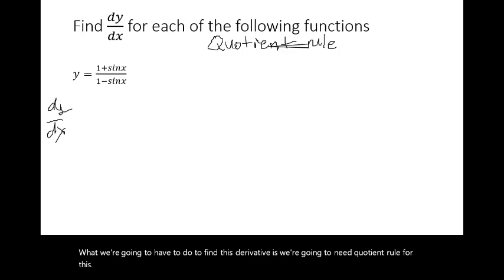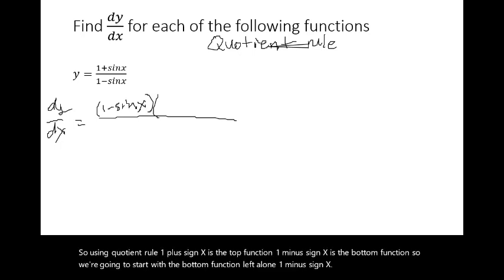So using quotient rule, 1 plus sine x is the top function, 1 minus sine x is the bottom function. So we're going to start with the bottom function left alone, 1 minus sine x. Then we're going to multiply it by the derivative of the top. So derivative of 1 is 0, derivative of sine x is cosine x.